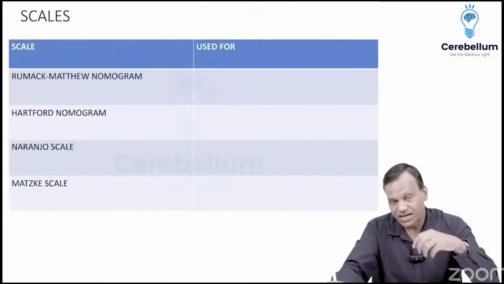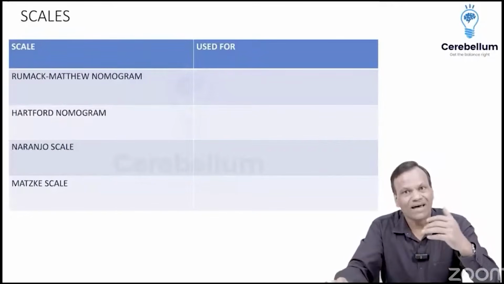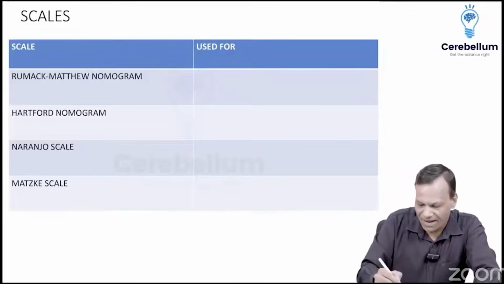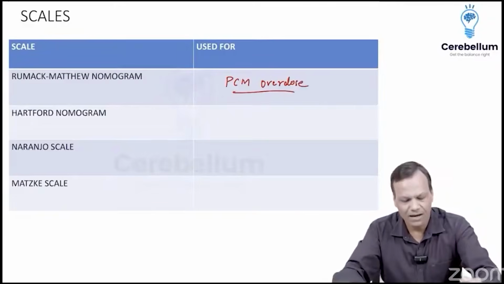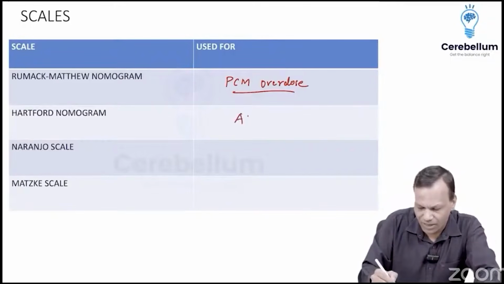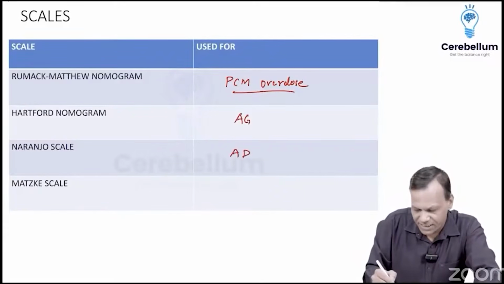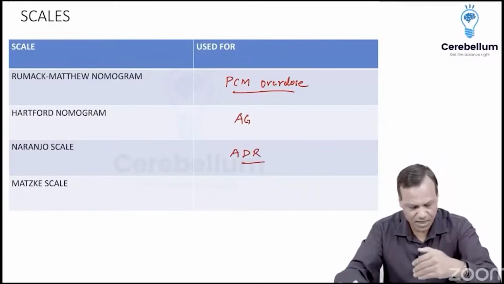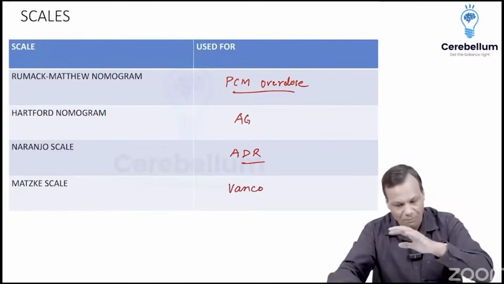Next, there are some scales which can be asked in the INICET exam. The Rumack-Matthew scale is for paracetamol overdose. When to use N-acetylcysteine, this scale is used, the Rumack-Matthew nomogram. The Hartford nomogram is for aminoglycosides. The Naranjo scale is for adverse drug reactions, and the Matzke scale is for vancomycin. So remember these scales.